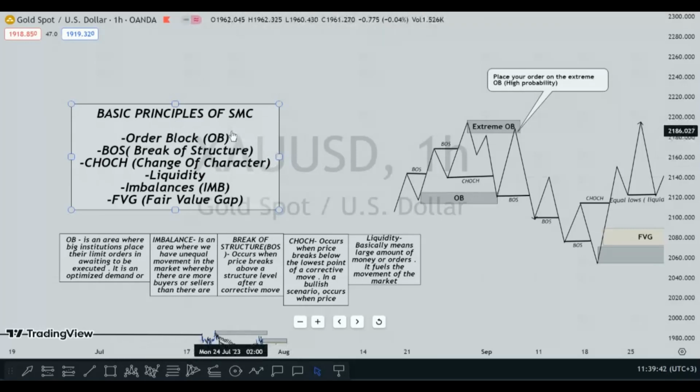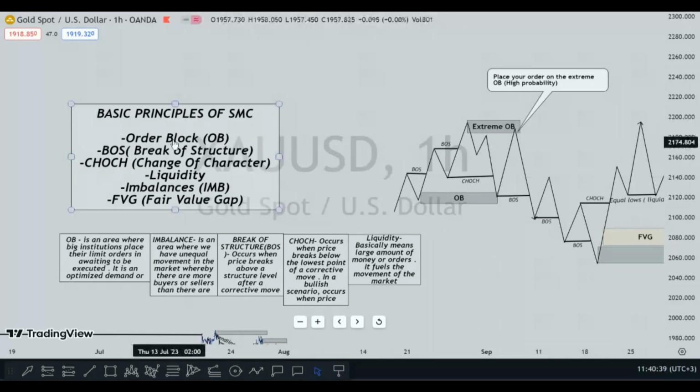Number one is order block. Number two, break of structure. Number three, as you can see, CHoCH, meaning change of character. Number four, liquidity. Number five, imbalances. Number six, FVG, meaning fair value gap. I will briefly explain the meaning of each one, and I will show you on the right side. I've drawn a rough representation of a chart, which will help me explain for easy understanding before we go to the real charts.